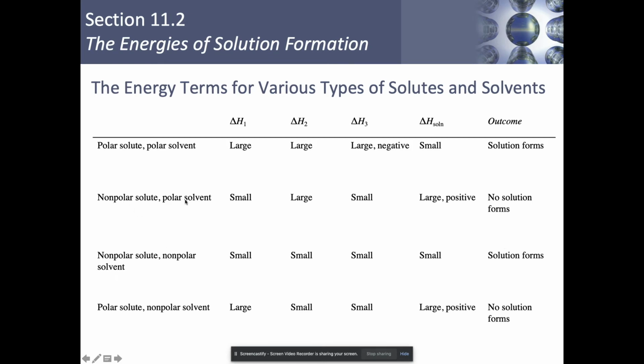Now, if you have nonpolar and polar, in either conformation, whether it's solute or solvent, you end up with a mixture of things. And as a result, you end up with a very large delta H of solution, which means that no solution is going to form. Now, do you really need to know all of the details of this? Probably not.